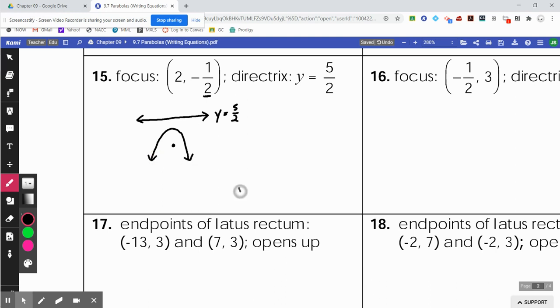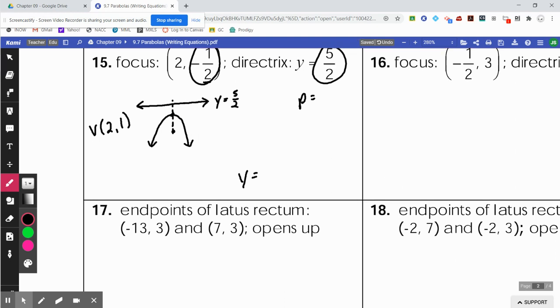It will be a y equals parabola, because it cups up or down. My p-value will be negative. The vertex is going to be located directly between the focus and directrix. So let me come over here and put the vertex. The x values will be the same because they line up on the axis of symmetry. The y value will be directly in between -1/2 and 5/2. To find the number directly in between, you add them. 5/2 and -1/2 is 4/2, which is 2, and divide that by 2, and it gives you 1. All I did there was add the two fractions, get 2, divide by 2, and get 1. That's the value directly in between the two.